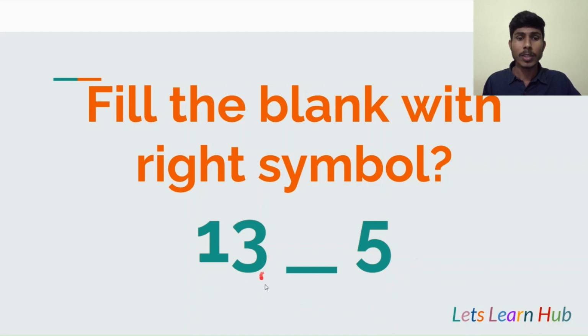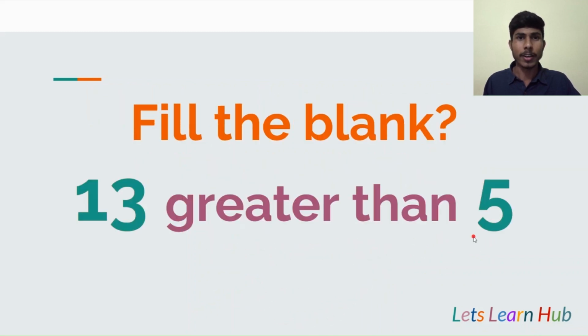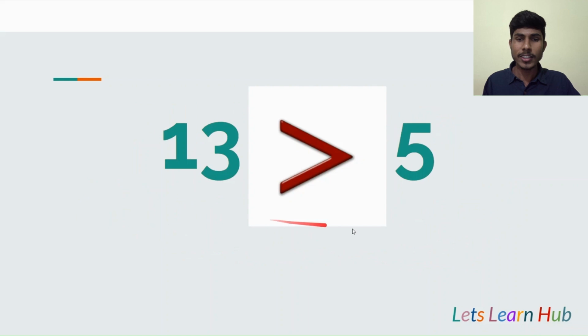When we got something which is more on the left side than right side, which symbol do we need to use? Yes, 13 is more than 5. That means 13 is greater than 5. So we need to use greater than symbol. How does greater than symbol look like? This is how greater than symbol looks like. So we say 13 is greater than 5. That means 13 is more than 5. This is how we use greater than symbol.